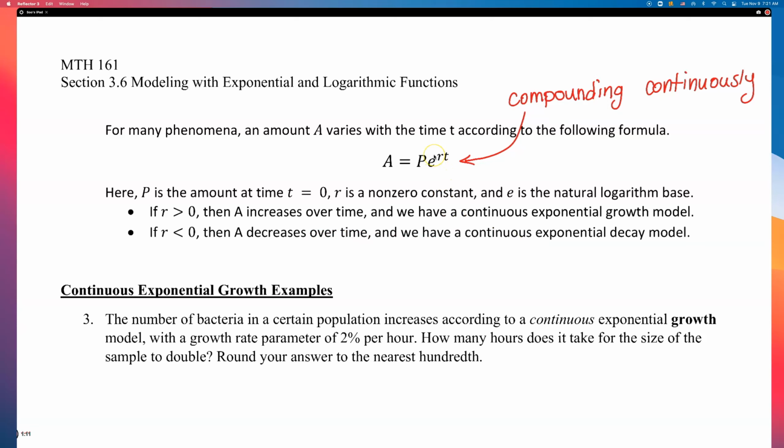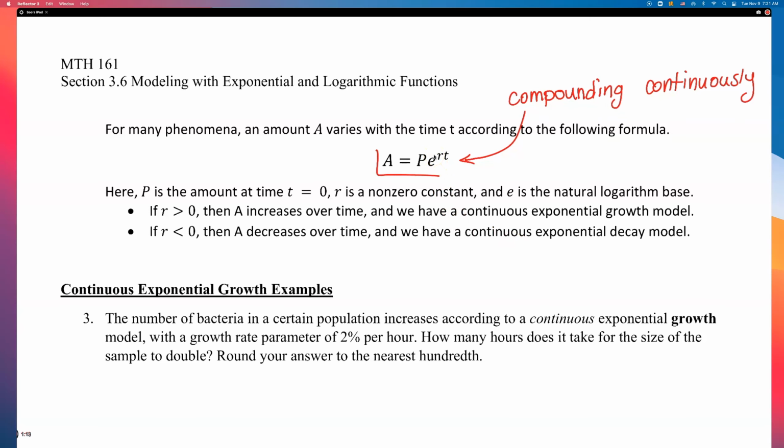But we're going to start with this formula. I'm going to start with this formula whenever we run into this keyword, compounding continuously or continuously compounding. So let's look at some examples together.